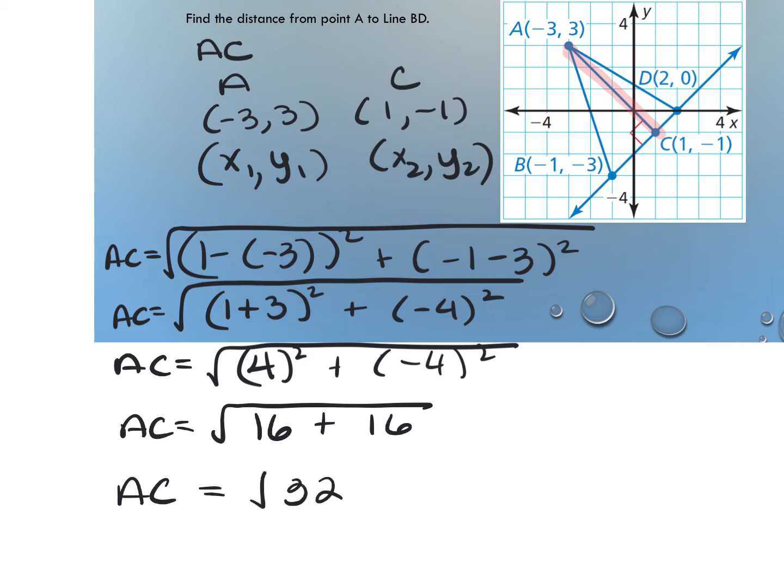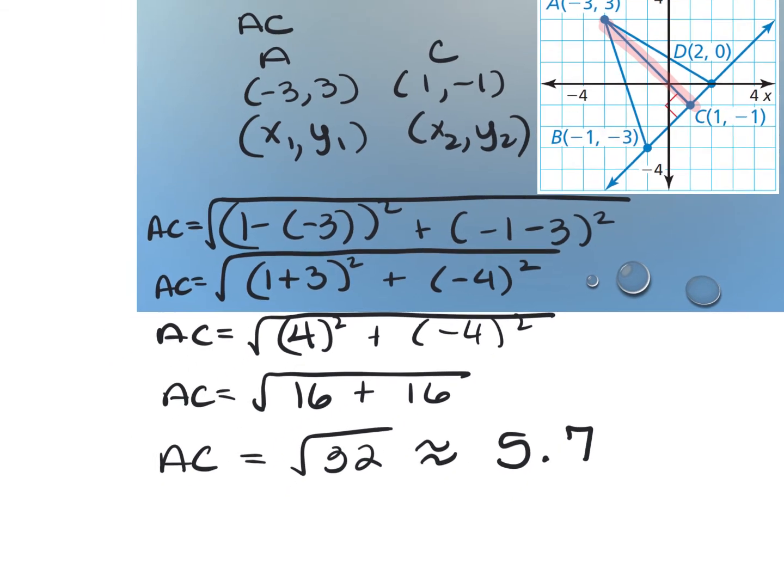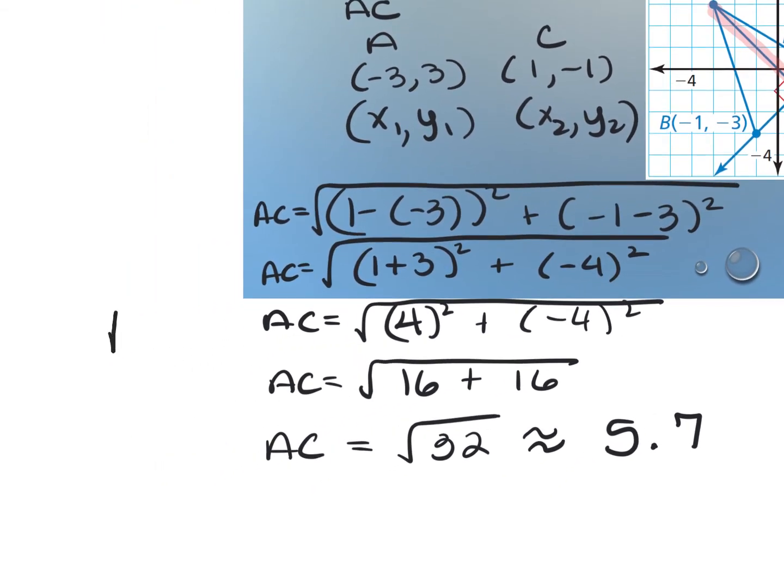Now, this is where we need to leave it in simplest radical form. On Big Ideas, you're going to take the square root of this and enter it. This is going to give you 5.65 something, so round it to the tenths place. On Big Ideas, you're going to enter this as 5.7. However, in your work, you're going to keep going and break down the square root of 32.